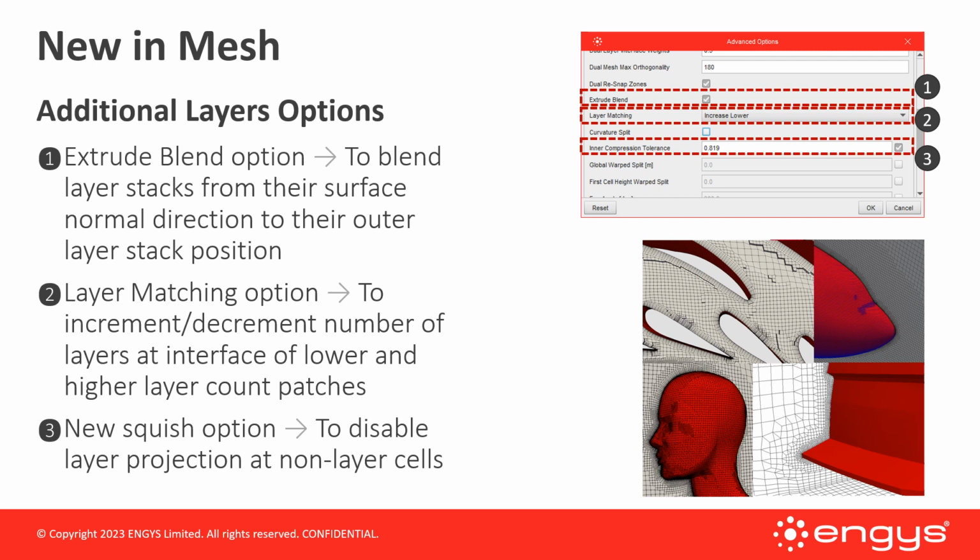Secondly, the Layer Matching option. With the Layer Matching option, you can increment or decrement the number of layers at the interface of lower and higher layer count patches. This feature helps ensure a consistent mesh across different regions, allowing for more accurate and stable simulations. And lastly, the New Squish option. The New Squish option enables you to disable layer projection at non-layer cells. This feature is particularly useful when dealing with complex geometries, as it prevents unwanted distortions in the mesh and ensures a more accurate representation of the geometry in your CFD simulations.